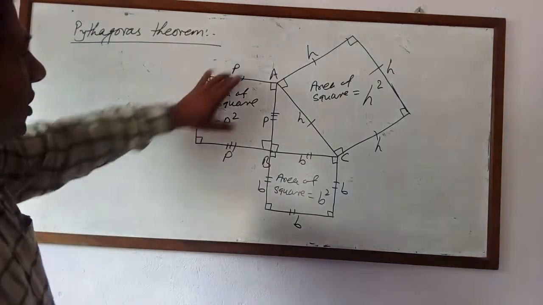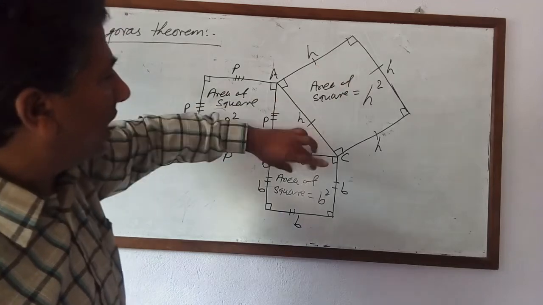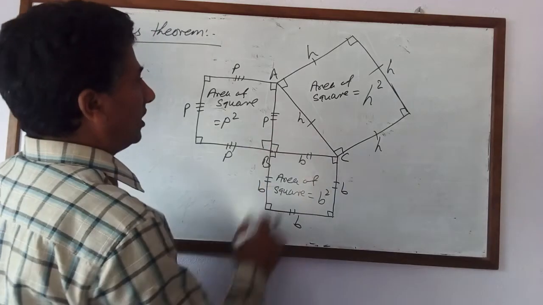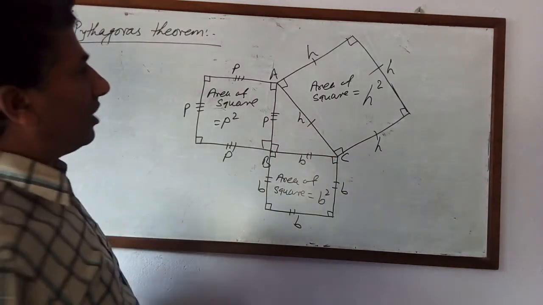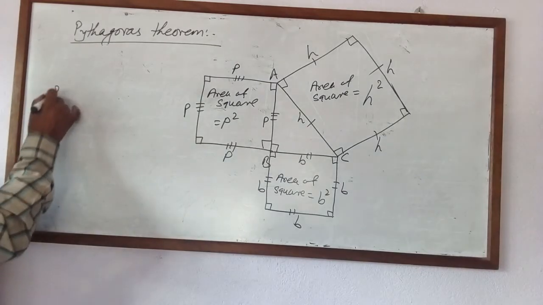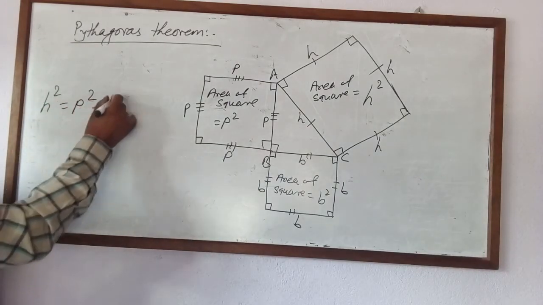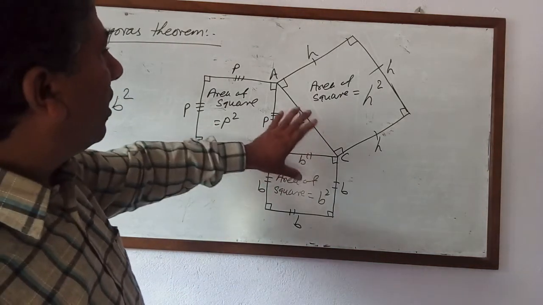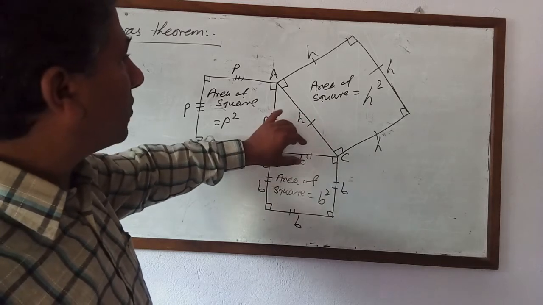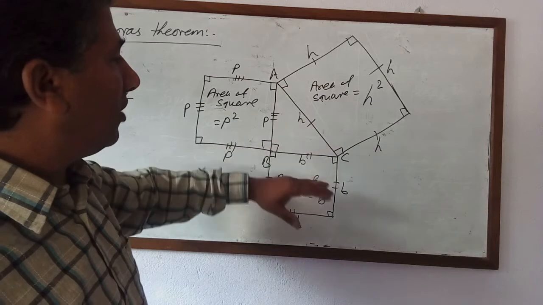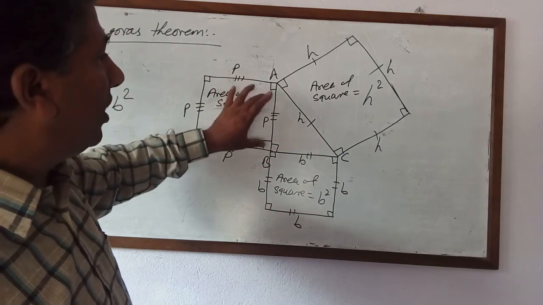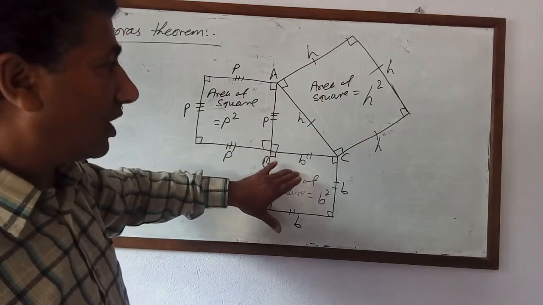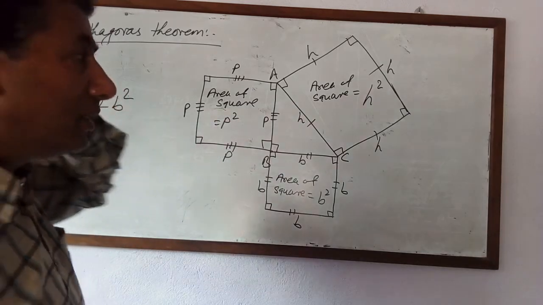The area of this square will be p square, the area of this square is h square, the area of this square is b square. Now from here, Pythagoras: in any right angle triangle, h square equals p square plus b square. The meaning of this is, in any right angle triangle, we can make three squares, one on the hypotenuse, another on the base, another on the perpendicular, and the area of this square equals the area of this square plus the area of this square. This is also the meaning of the Pythagoras theorem relation.